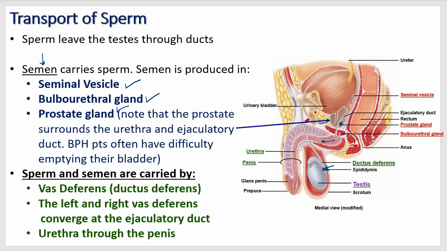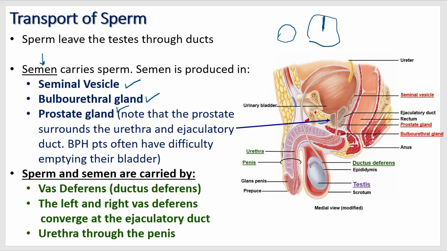All right, so I have a note here about the prostate gland. Note that the prostate surrounds the urethra and the ejaculatory duct. So the ejaculatory duct here, it kind of surrounds that area. And so benign prostatic hyperplasia, remember where the prostate gland enlarges, will push against the urethra and prevent urine from flowing through. Urine has to flow through that prostate gland to move out. So if that prostate gland enlarges, it's going to squeeze that and prevent it from emptying. So BPH patients oftentimes have difficulty emptying their bladder.